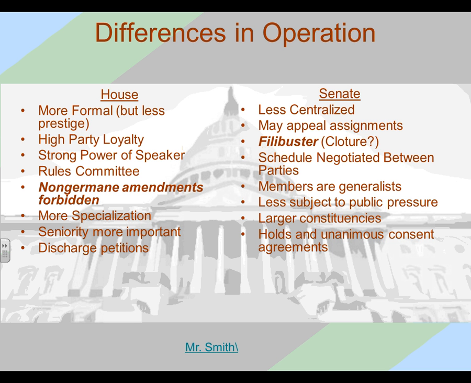Any questions about how the House works? Lots of structure, lots of power for the Speaker, and the House Rules Committee is kind of in charge of everything. Yes?